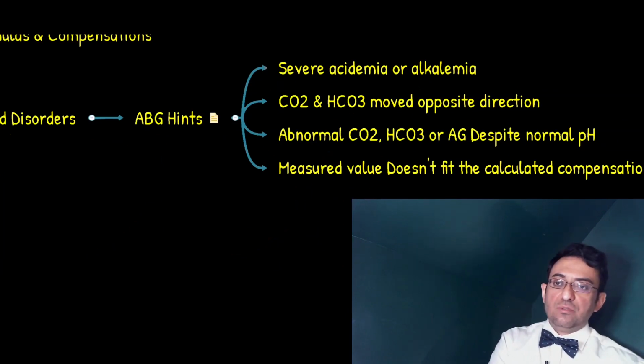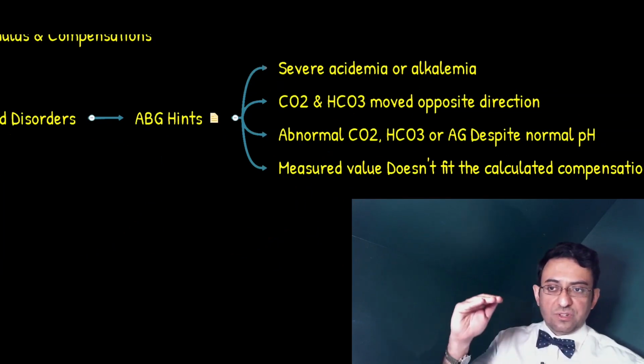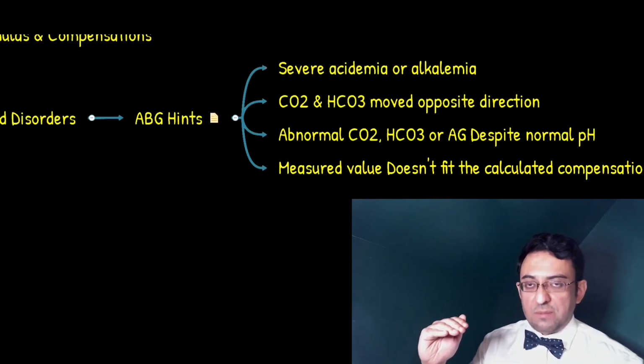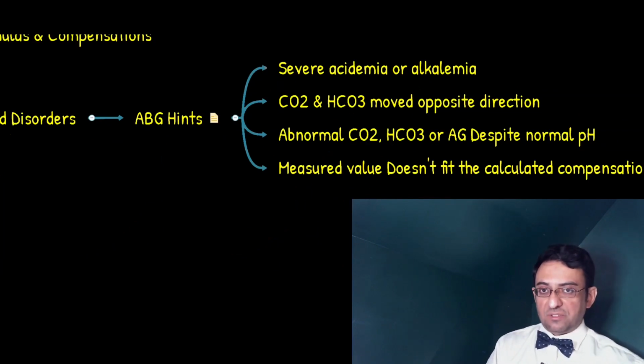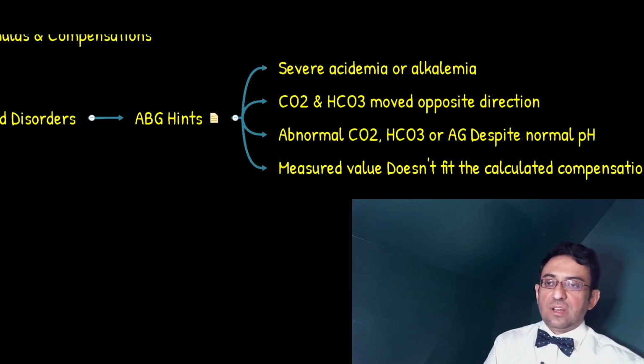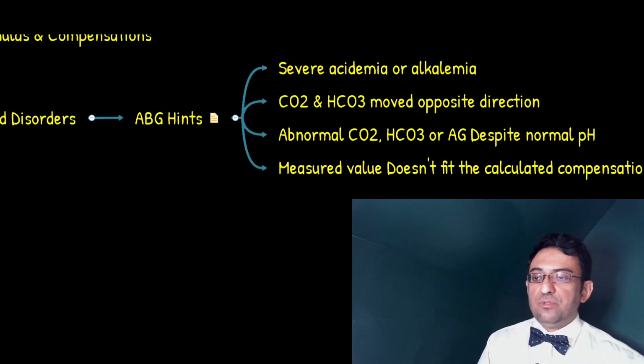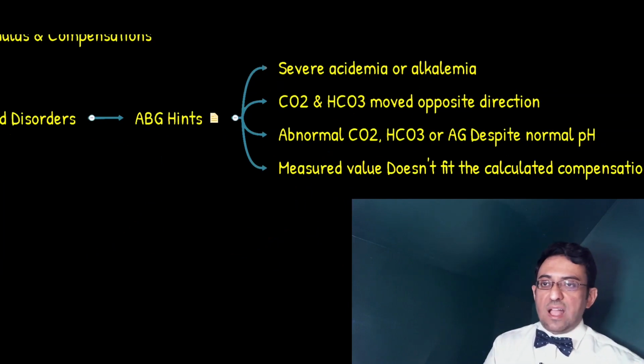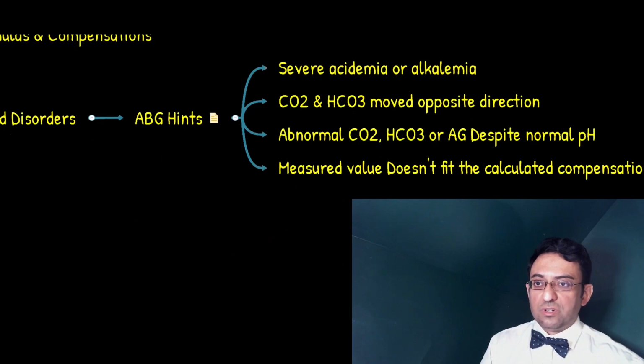Remember, based on the rules of physiologic compensations, we expect in acid-base disorders for CO2 and bicarb to move in the same direction. Otherwise, we are dealing with a mixed acid-base disorder. The third hint is a patient with normal pH but abnormal CO2, bicarbonate, or increased anion gap. And finally, when the measured value for bicarbonate and PaCO2 does not fit the calculated values for compensations. Remember, we never have overcompensation. If the patient is not compensated, it means there is a mixed disorder present.